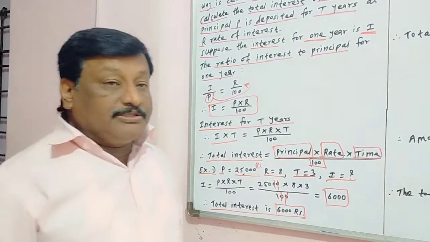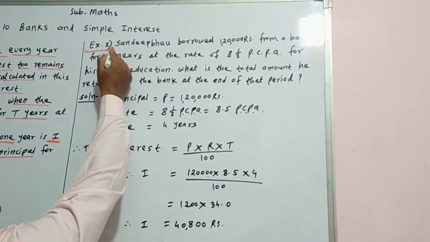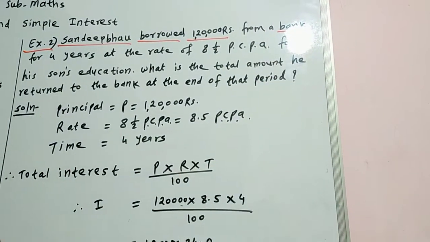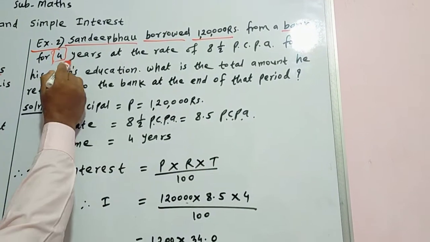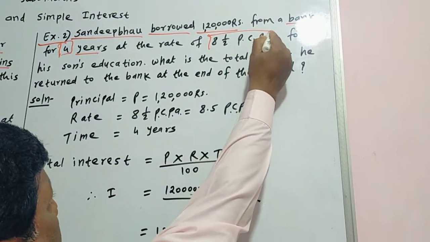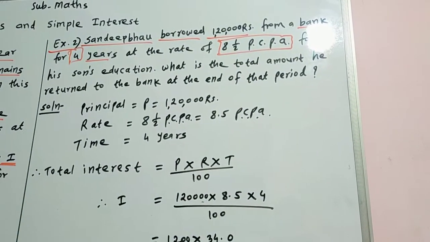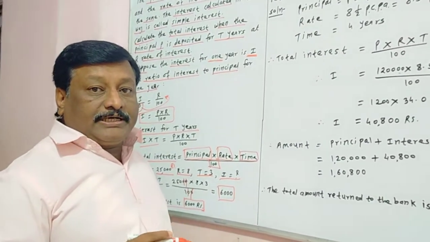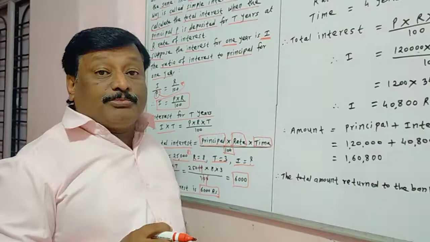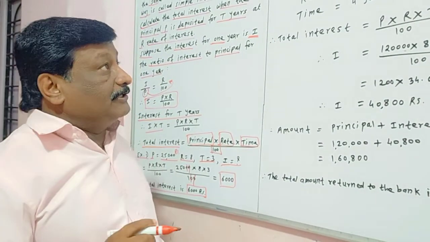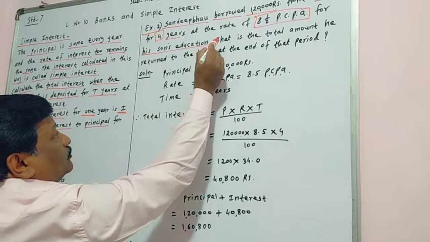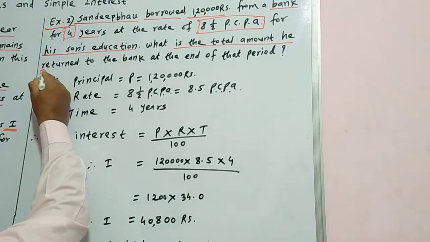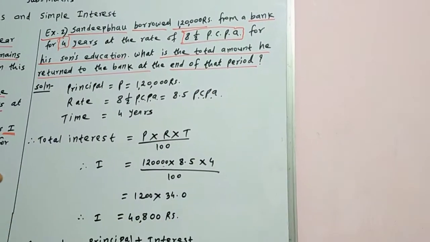Now one more word problem is there. Second example: Sandeep Bhau borrowed 1,20,000 rupees from a bank for 4 years at the rate of 8.5 PCPA, percent per annum, for his son's education. Percent per annum means the rate is 8.5 rupees for 100 rupees for 1 year. What is the total amount he returned to the bank at the end of that period?